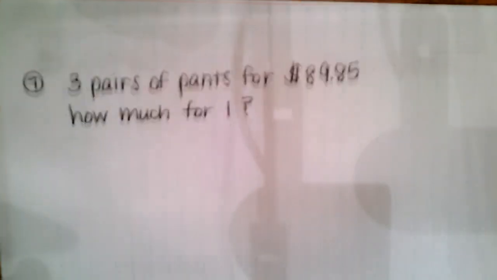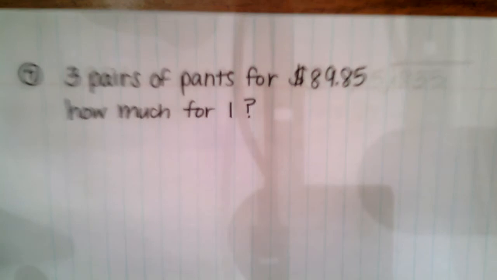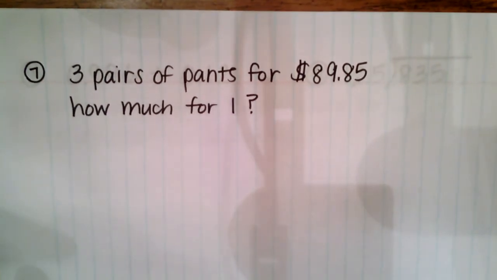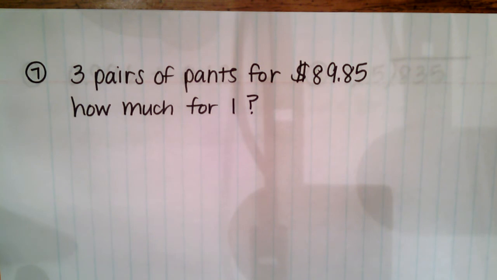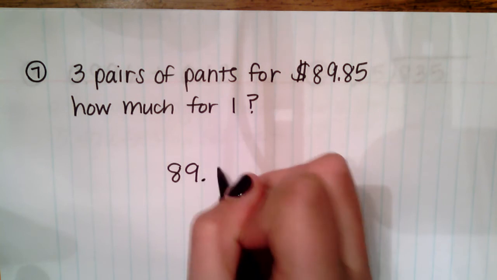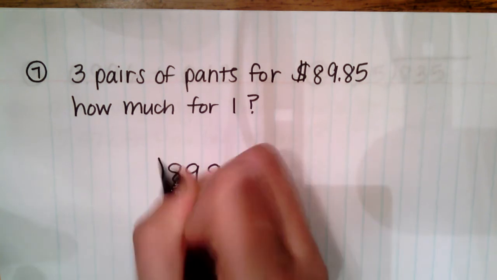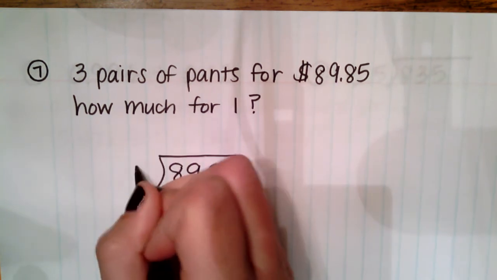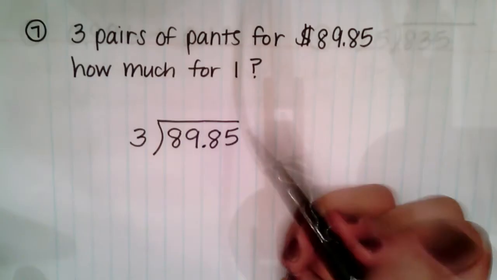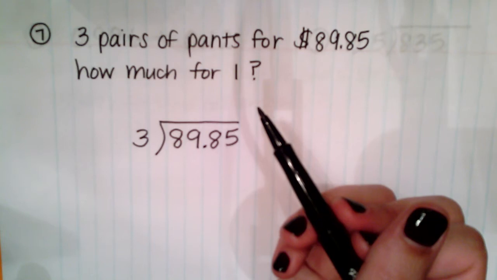Okay, so very real life scenario here. You buy 3 pairs of pants. I think it said in 3 different colors, which is something Mrs. Smith would definitely do. So if I buy 3 pairs of pants for $89.85, and I know they were the same pair of pants, I can divide by 3 to find out how much I pay for one of them.